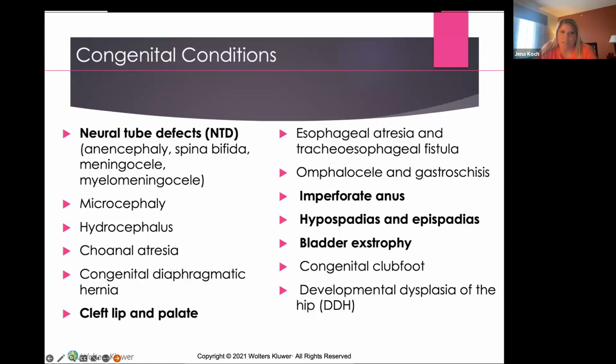The congenital conditions, so really the ones that are bolded, the neural tube defects, right? We know that can be related to a lack of folic acid intake. Cleft lip and palate. Sometimes substance abuse during pregnancy can cause that. Sometimes it's just developmental, right? Imperforate anus, hypospadias and epispadias, and bladder exstrophy. These are some of the ones to focus on when you're reviewing the congenital conditions.